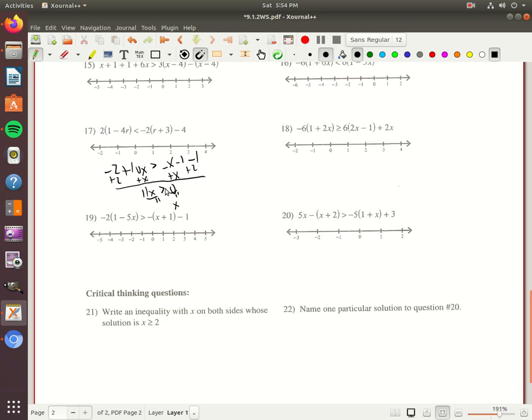A lot of people think at this point the problem's broken. It isn't. 0's on top, so it means 0. Remember, if 0's on bottom, the problem is broken, but if it's on top, it's not. So my boundary is 0. I'm going to put an open circle with an arrow to the right.